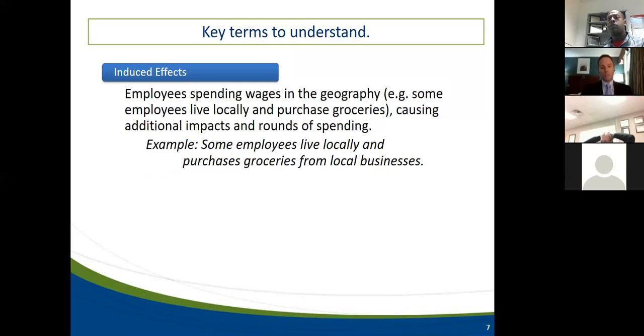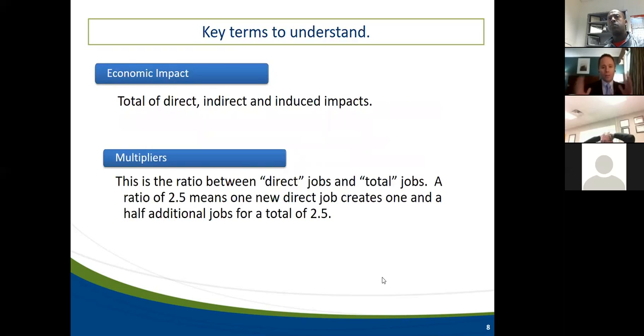Now they're spending those wages in the economy. They're going to grocery stores and buying their groceries. They're going to the laundromat. They're spending their money locally, and that's also new money circulating through, okay? So the combination of those things, the direct benefits, the indirect business-to-business, and the induced wages, are the total economic impacts. When we say what are the economic impacts, it's the total of all three of those things.